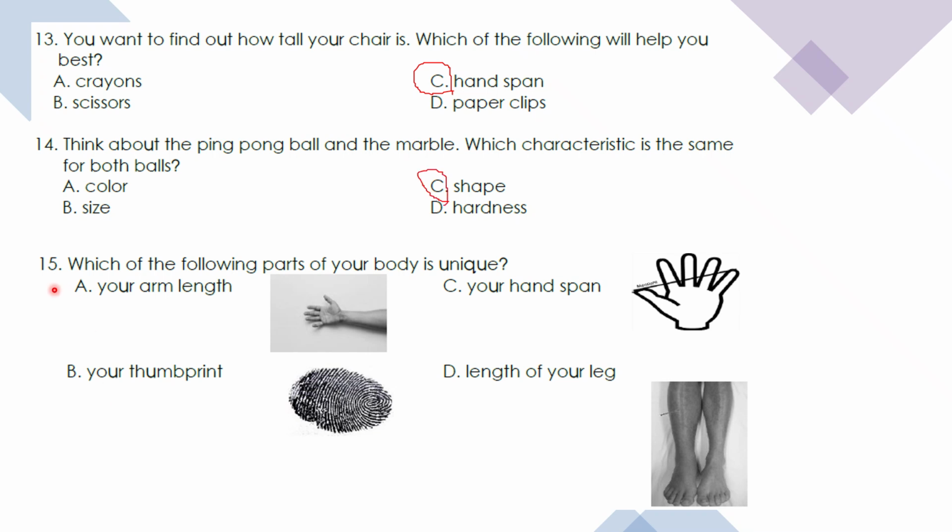Next, number 15. Which of the following parts of your body is unique? A. Your arm length, B. Your thumb print, C. Your hand span, and letter D. Length of your leg. What is your answer, kids? The answer is letter B. Your thumb prints. Good job, kids.